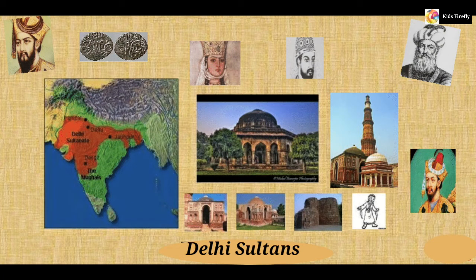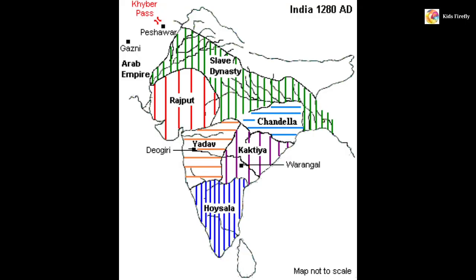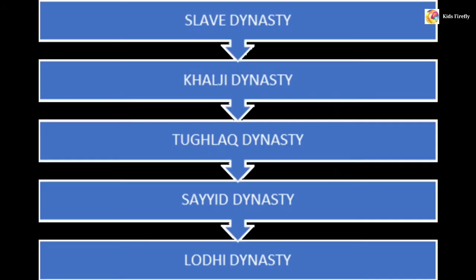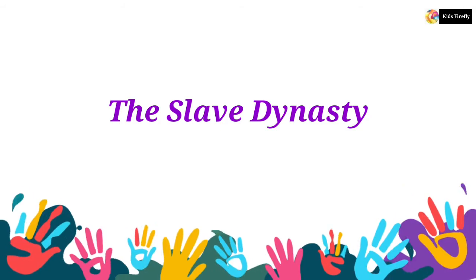Sultan means ruler in Arabic. The rule of the sultans or the Delhi Sultanate lasted more than 3 centuries, from AD 1206 to AD 1526. From their capital in Delhi, they managed to establish their control over large parts of the Indian subcontinent. There were 5 successive dynasties that comprised the Delhi Sultanate, namely the Slave, the Khalji, the Tughlaq, the Sayyid, and the Lodhis. First, we'll talk about the Slave dynasty.